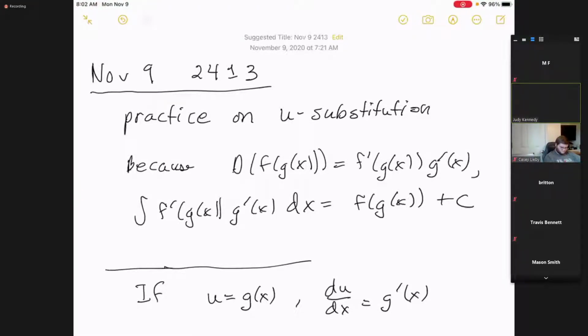Use substitution. This is your very first technique of integration. Okay, can everybody see my screen and hear me? Yes, ma'am. Okay, good.